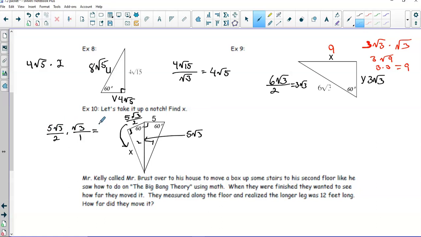Okay, so let me write it down so you see what I'm saying. This is 5 square root of 9 over 2. What is the square root of 9? Well, the square root of 9 is 3. So this is 5 times 3 over 2. What is 5 times 3? That would be 15 halves. So 15 halves is x. So x is 15 halves. We've solved the problem.